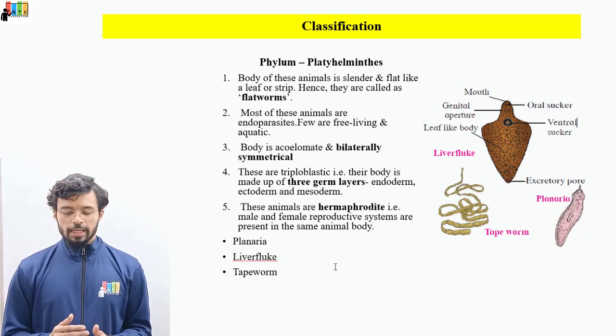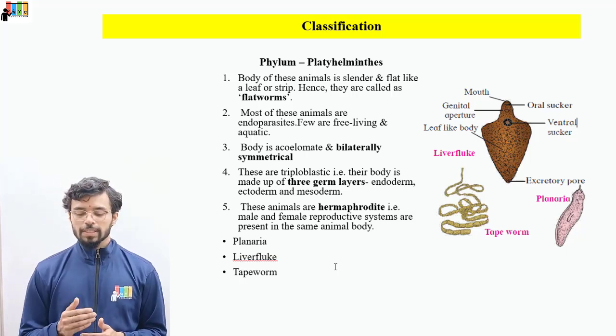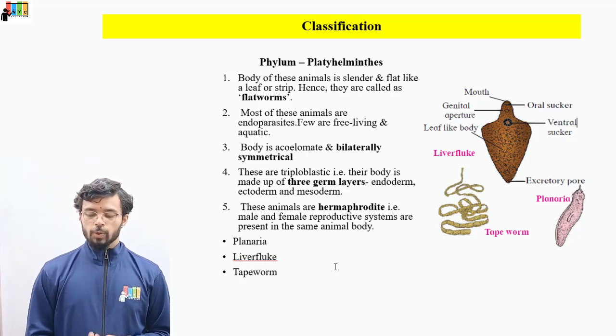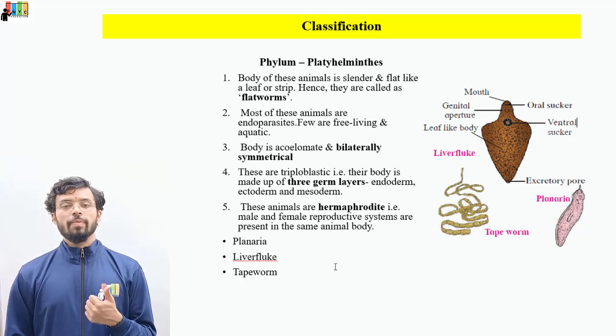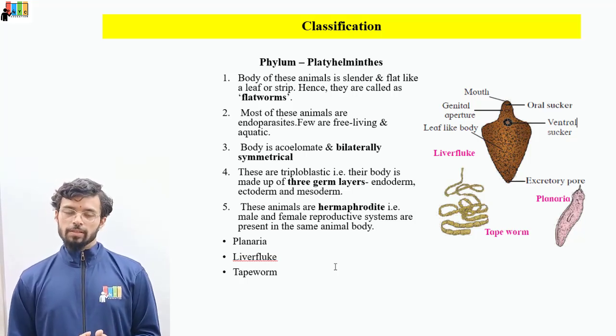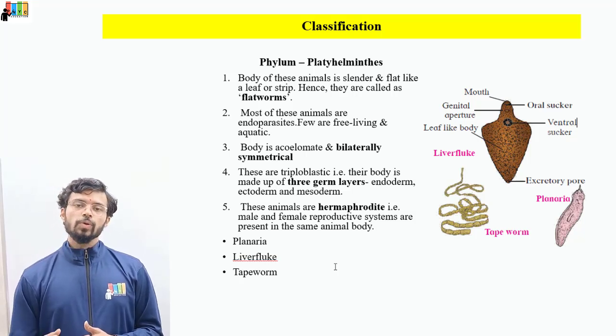That is, the male and female reproductive parts are present on the same organism, right? So planaria is an example of that. Tapeworms are usually found as endoparasites in cows and other forms of cattle. Examples are tapeworm, liver fluke, and planaria.